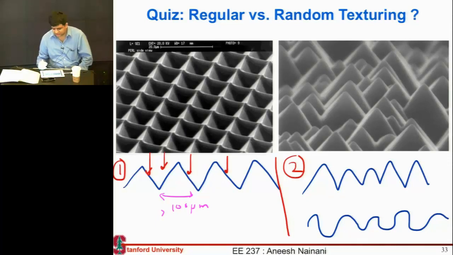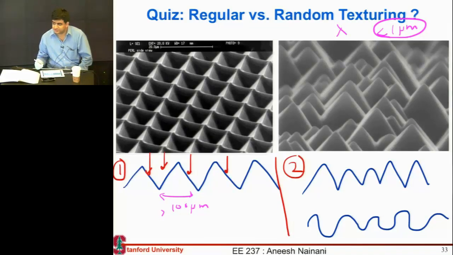If you have these features in less than a micron, in the same range as the wavelength of the incident light, and the solar spectrum is in the 200 to 800, 900 nanometer range, then you can't use geometrical optics. Then you have to use wave optics and figure out how these different schemes behave. So is that what you're referring to?